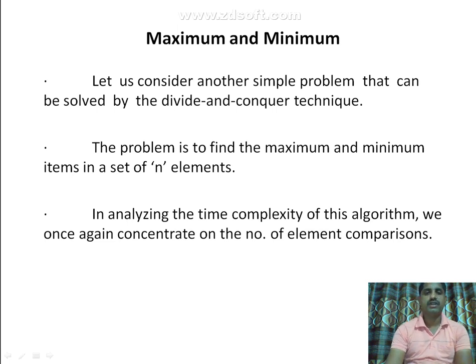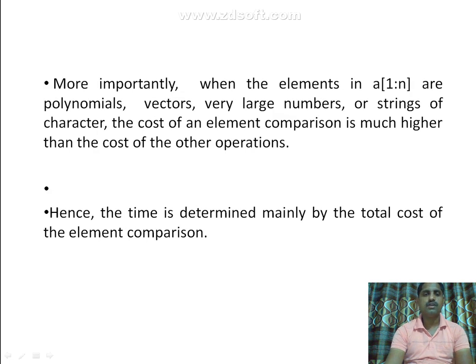So the problem is to find the maximum and minimum items in a set of n elements. In analyzing the time complexity of this algorithm, we once again concentrate on the number of element comparisons. More importantly, when the elements in A[1:n] are polynomials, vectors, very large numbers, or strings of characters, the cost of an element comparison is much higher than the cost of the other operations. Hence, the time is determined mainly by the total cost of the element comparisons.